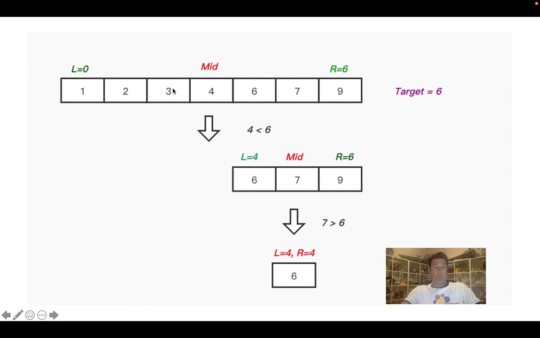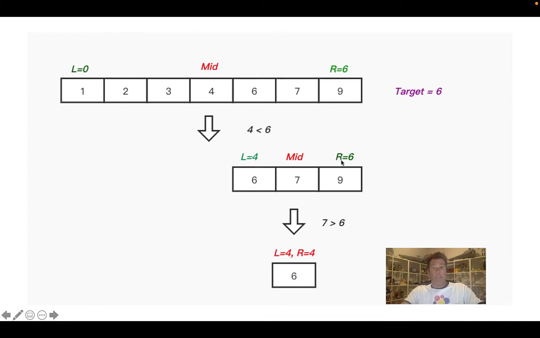So 0, 1, 2, 3. The value of mid is 4, and the target number we're looking for is 6. Because 6 is greater than 4, it's basically divide and conquer. So you're going to slice the array in half. We're going to take L is equal to the mid value plus 1. Because the mid value is 3, we add 1, and so now L becomes 4.